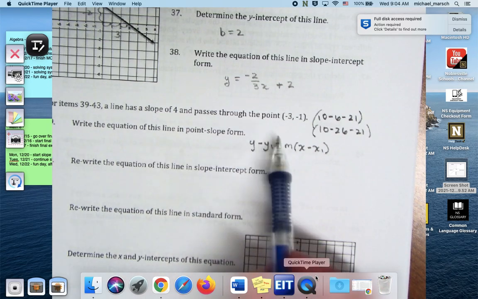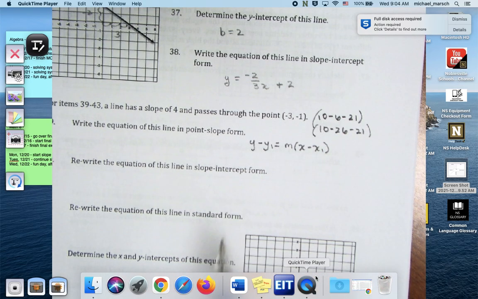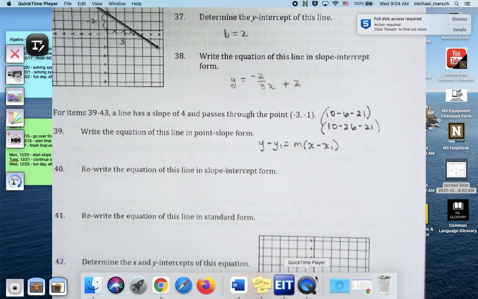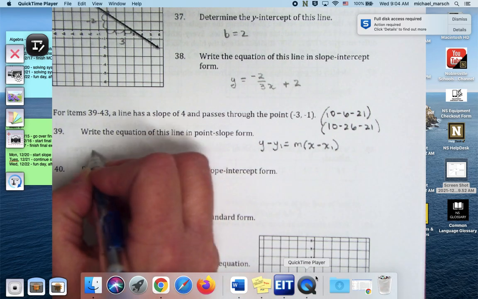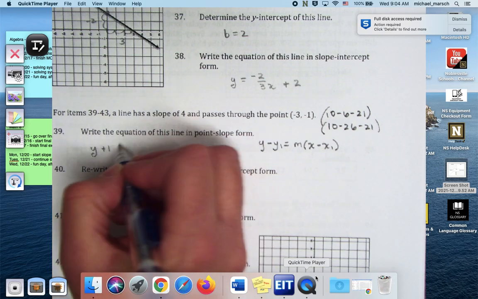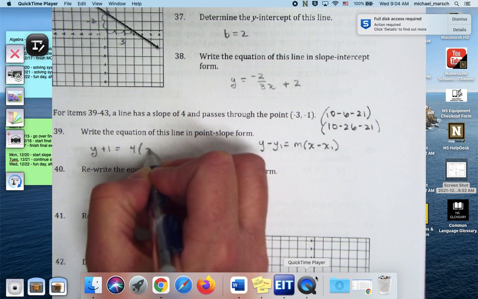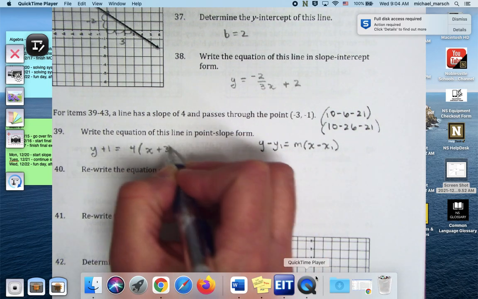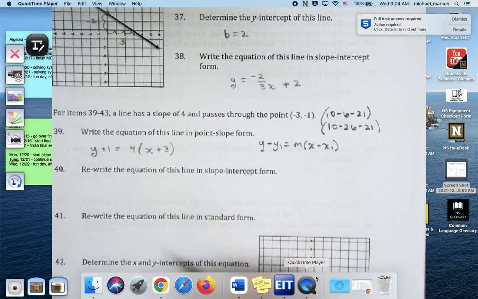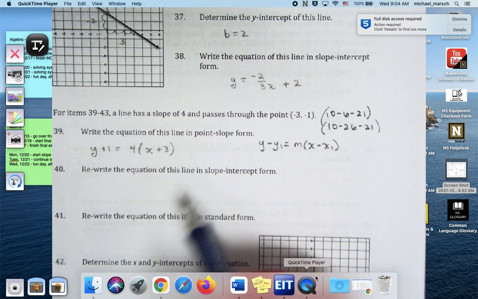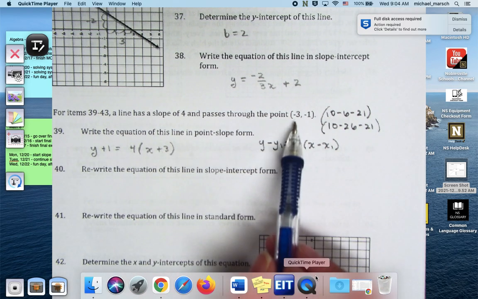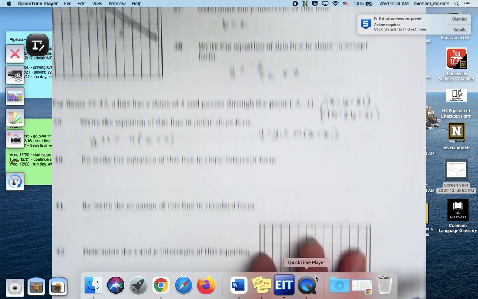Okay, we've got a slope of 4 and passes through this point. Write the equation of this line in point slope form. Cool. Y plus 1 equals 4 times the quantity x plus 3. I'm just going to stop right there because I don't have to do anything else. It just wants it in point slope form for that point. These became pluses because minus negatives make pluses, just as a reminder.